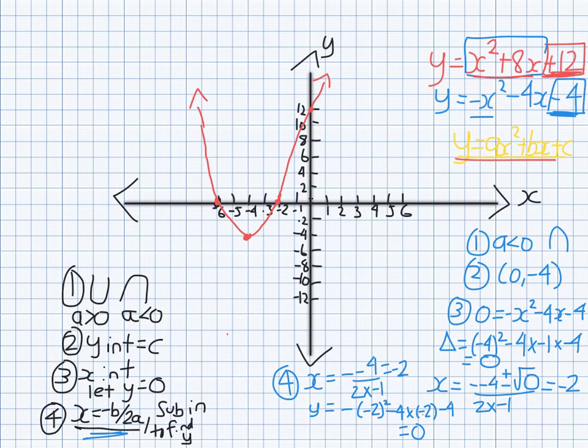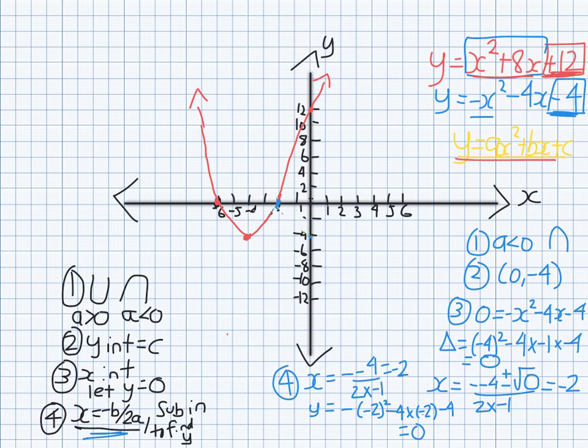So what does that mean? Well, the y-intercept is minus 4, so I mark that there. The x-intercept is minus 2. It's also going to be the turning point. Now, I know that this is a frowny face, so it's going to go like this rather than like that.